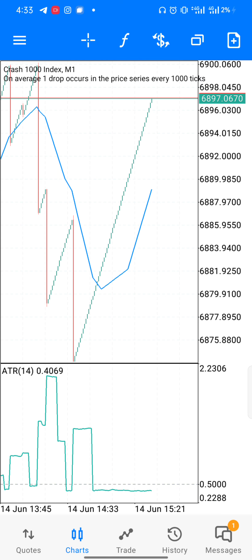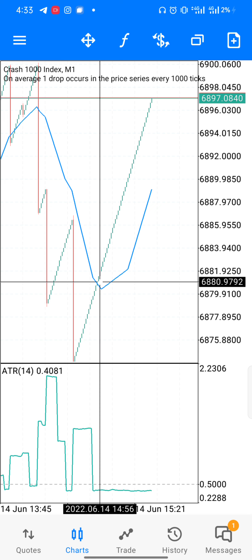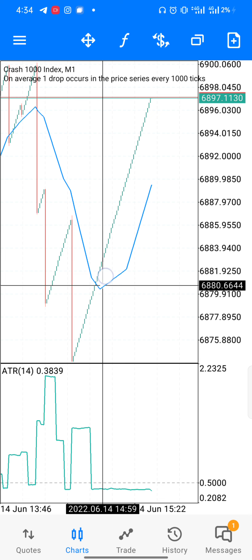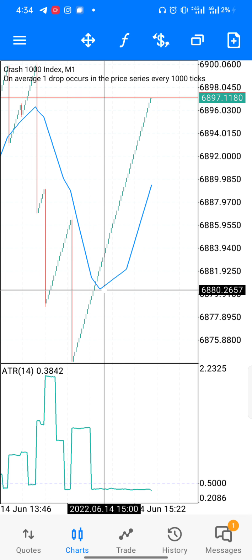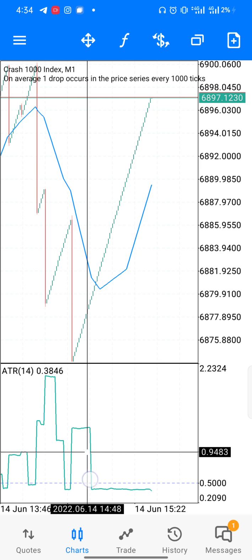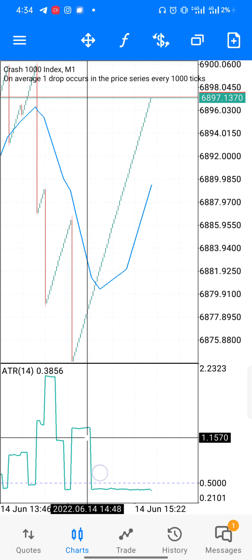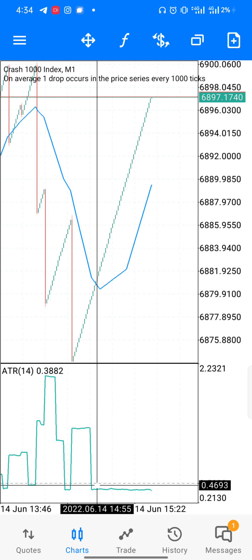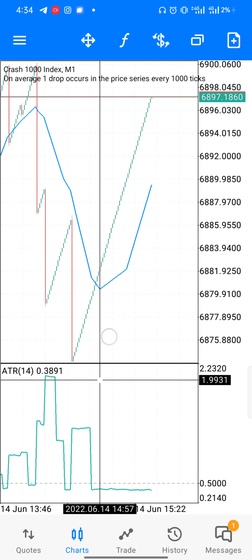So now guys, let's talk about how you can use this strategy. You just need to watch out for two conditions. First, right here on my screen, watch out for the moving average to cross below the chart, and watch out for this green line, the ATR, to cross below this 0.5 level. Once those two conditions are met, all you should do is place a buy.